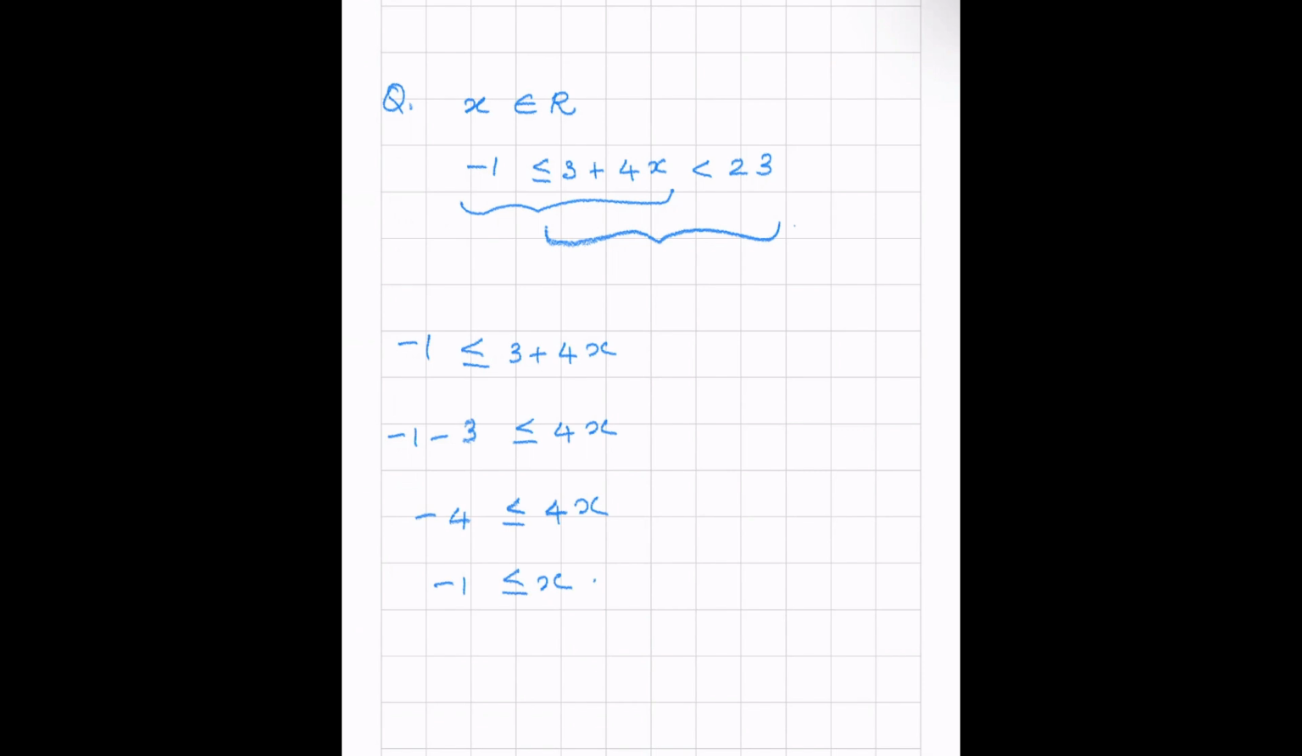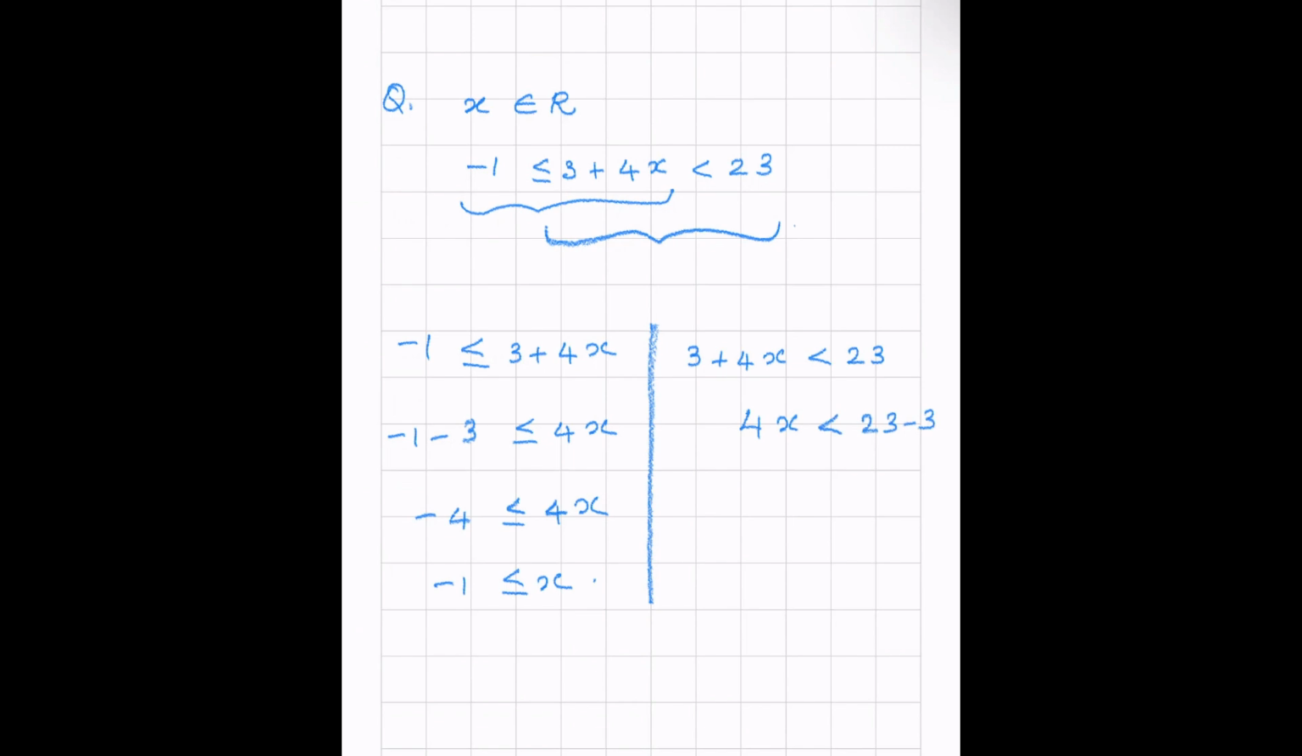What is the second part saying? Maybe I will divide it like this because that's the usual style. Now, the second part is going to be 3 plus 4x less than 23. Now, take 3 to the other side. So, 4x is less than 23 minus 3.